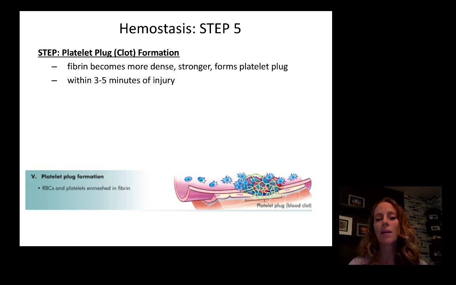Finally, as the fibrin becomes more dense, stronger, it forms the platelet plug. So here, when we have this stronger fibrin mesh, the platelets adhered, and also you may get some blood cells and other nearby cells adhering, then we have a full platelet plug closing off that injured vessel wall, and that forms the full clot. This happens within 3 to 5 minutes of the initial blood vessel injury occurring.